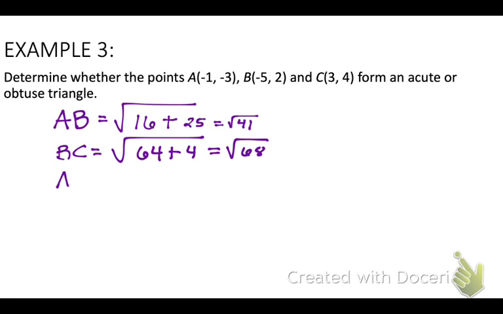Let's do it for the third side, which would be from A to C. So 3 minus a negative, so plus 4, 16. And then 4 and 3, 7, so 49. So adding those together is going to get me, what, 65?